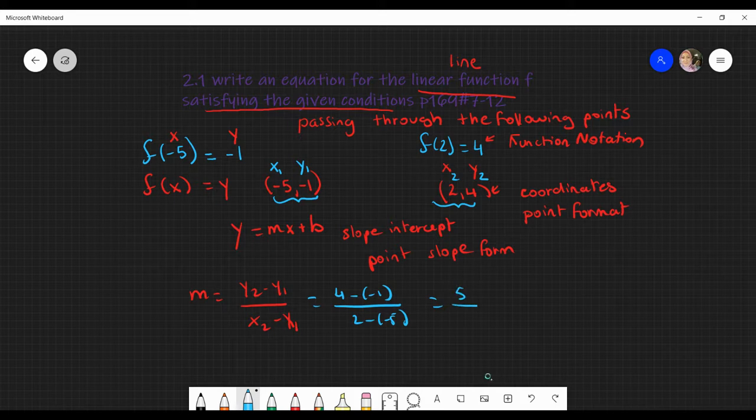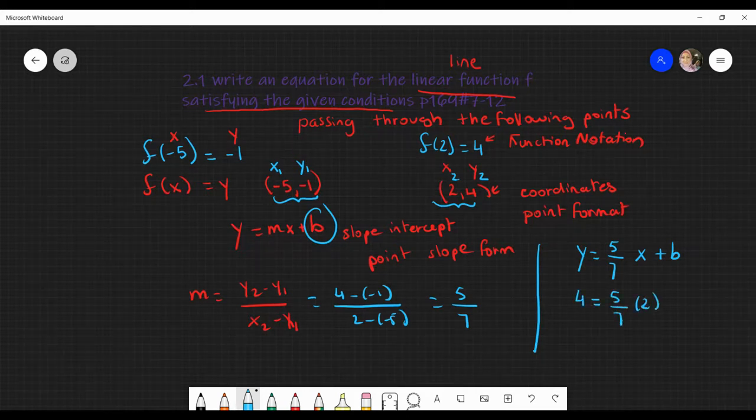And this will give us 5/7. So that would be the slope. Now we still need the y-intercept. So we're going to write it out. y equals, now I know the slope, 5/7 x plus b. And the x and y, we're going to replace them with one of the other points, the coordinates. It doesn't matter. I'm going to choose the 2, 4 just because it looks friendly.